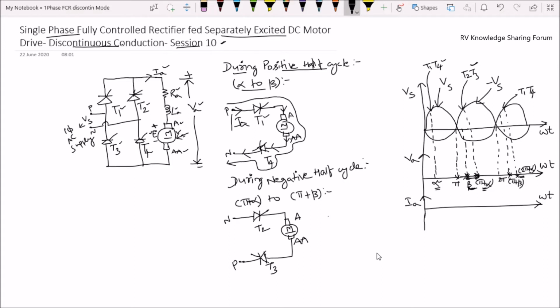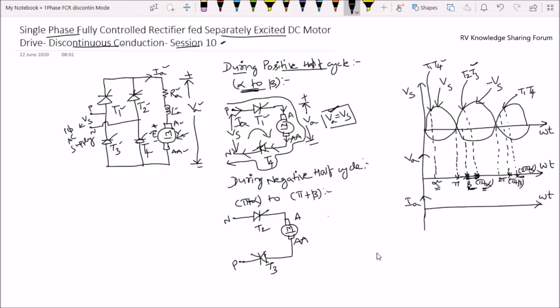Here the value of the sinusoidal input voltage which we considered is Vs, and the output voltage across the armature terminals is Va. If we apply KVL to this loop, we get Va equal to Vs. Therefore, during the positive half cycle from alpha to beta, the armature voltage is equal to the supply voltage. That means whatever the supply voltage is, that will be the output voltage across the armature terminals.